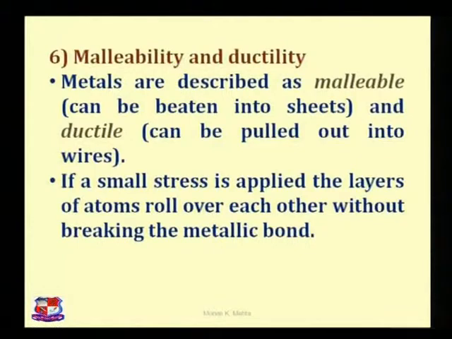Malleability and ductility. This is another important property of the metallic bond. Metals are described as malleable, which means they can be beaten into sheets, and ductile, which means they can be pulled out into wires. If a small stress is applied, the layers of atoms roll over each other without breaking the metallic bonds.